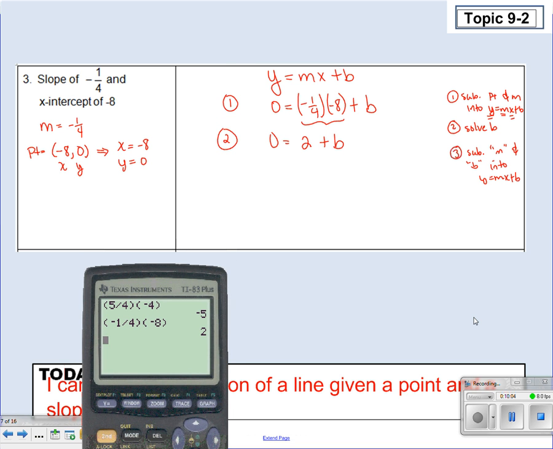We still need to solve for b, so we draw a line, box our variable, do the opposite of the number not in the box, that's the 2, so we will subtract 2 from both sides. 0 minus 2 is negative 2. 2 minus 2 is 0, and we are left with b. Last step, we know that m is equal to negative 1/4. It was given. b, we just solved for, is negative 2. So when I substitute it into the slope-intercept form, we get y equals negative 1/4 x minus 2.